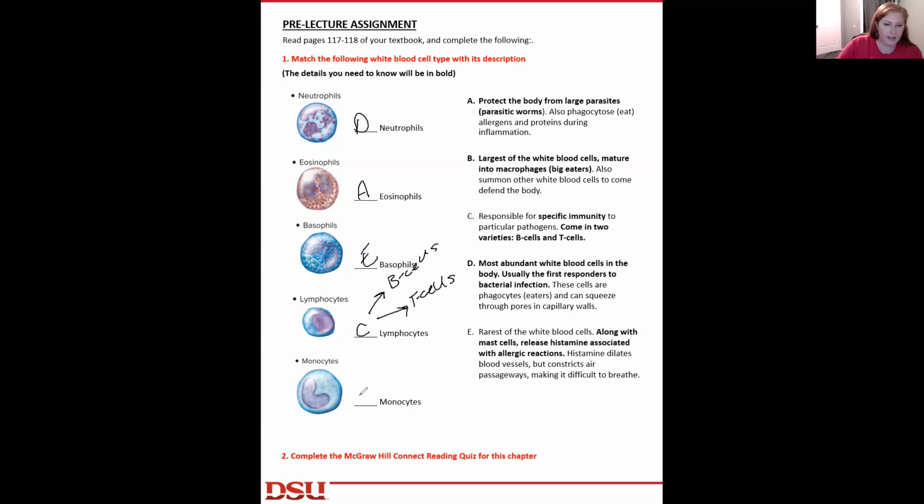Monocytes, these are the type that are going to turn into macrophages. Largest of the white blood cells, meaning in size, these guys are big. Monocytes, or macrophages, will go after anything that doesn't belong. Whereas again, the lymphocytes, as they mature into B and T cells, have specific targets that they go after. Okay, we'll get into that a little bit more in a minute.